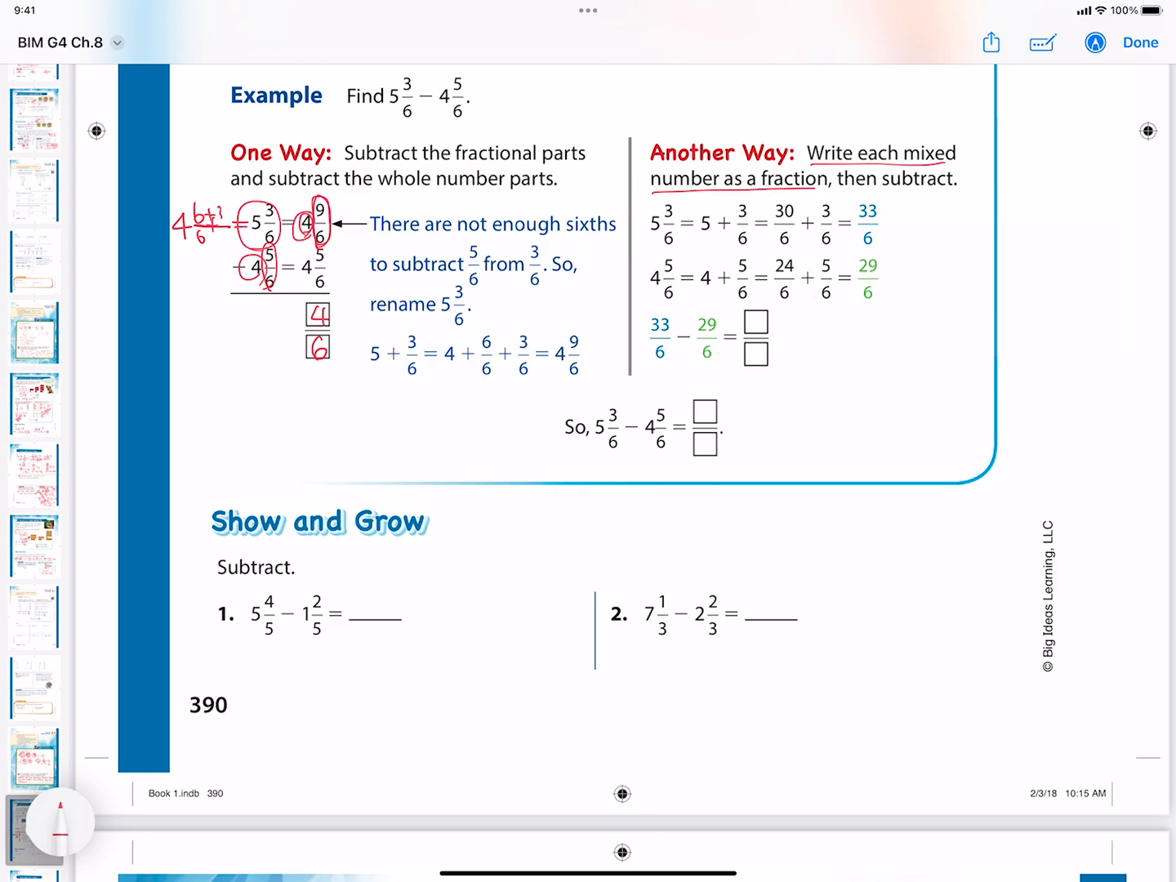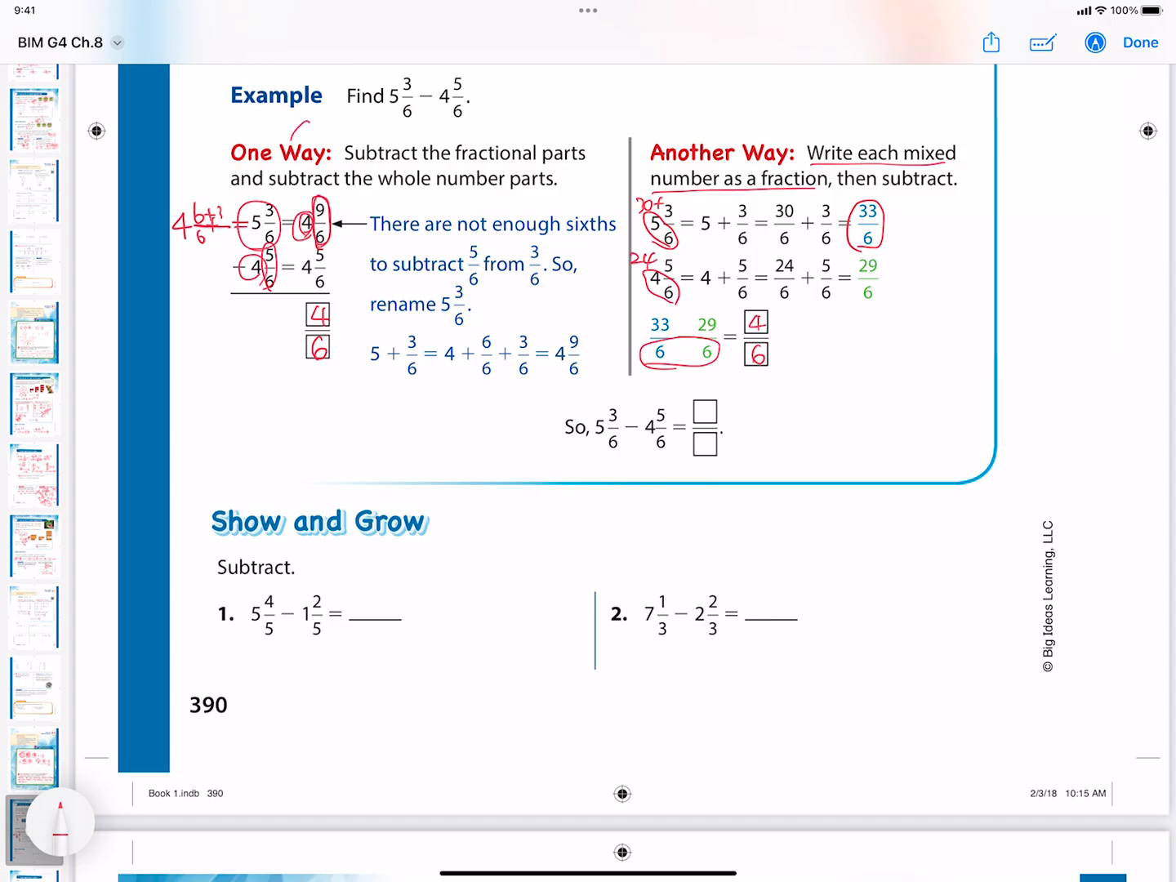And another way: write each mixed number as a fraction, then subtract. That's what we did last time, right? Last lesson, I did that one. So I'm going to just go ahead using what? Cross multiplication strategy. 6 times 5 is 30. 30 plus 3 is what? 33 over 6, okay? And then 4 times 6 is what? 24. Plus 5 is what? 29 over 6. Now take away. 33 take away 29 is what? 4, and the denominator stays the same.